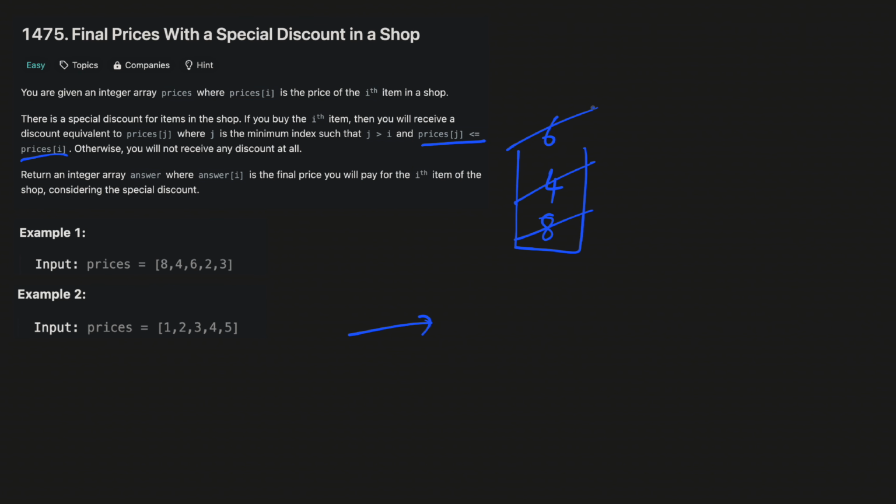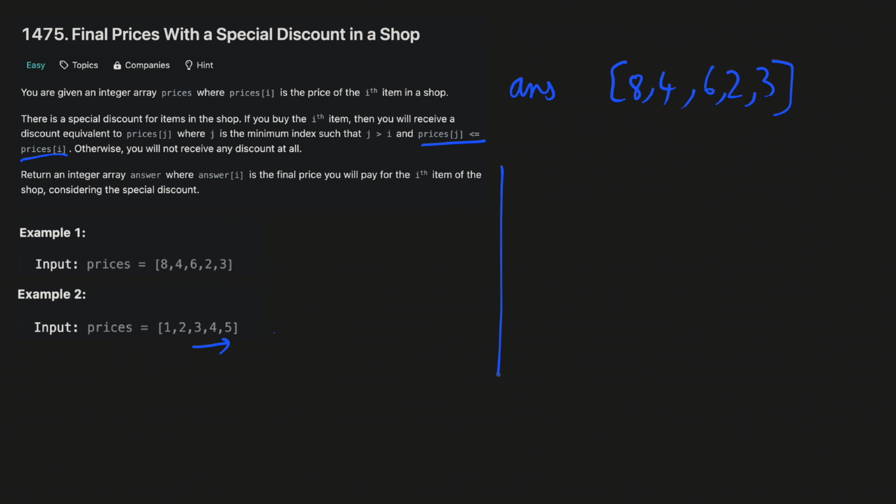Now let's see this in action. Initially, let's create the answer array, which is a clone of prices, assuming 0 discount, and our stack will be empty. Now we will start iterating on the prices array. First element we see is 8 and the stack is empty. So we push 8's index, that is 0, onto the stack.